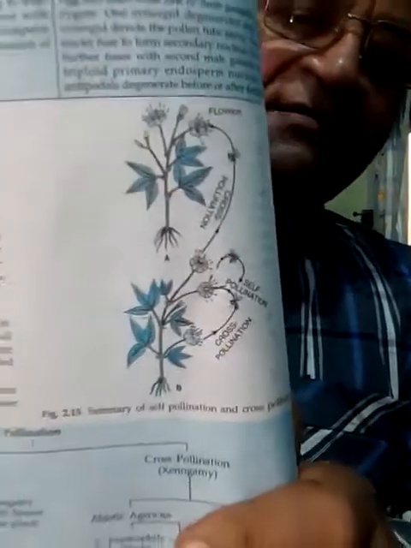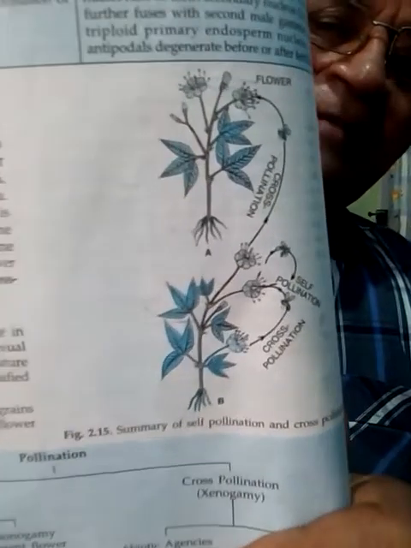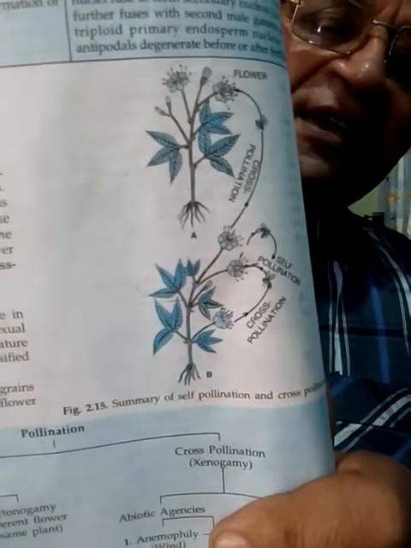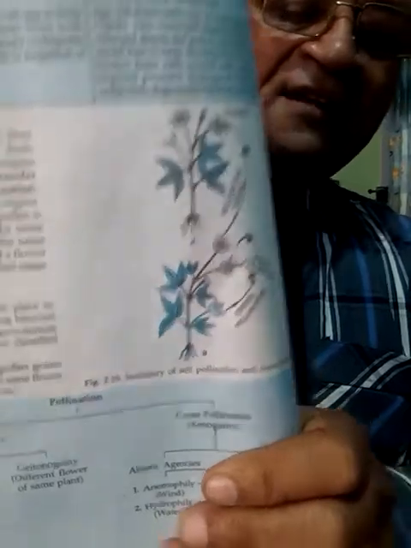So then autogamy, you can see this very beautiful diagram in your book. The pollens are falling on the same plant, the same flower, and the same flower of the different plants. Different plant, cross-pollination. And autogamy is called self-pollination. Geitonogamy is where pollen grains are transferred to the stigma of another flower born on the same plant.